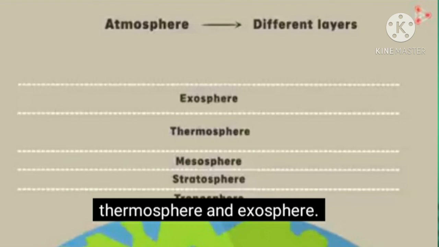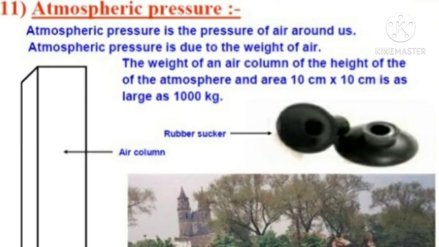The air in our atmosphere extends up to 300 kilometers above the surface of earth. The atmosphere contains a tremendous amount of air, and we know that air has weight. So the atmosphere, consisting of a tremendous amount of air, has enormous weight, and the weight of the atmosphere exerts a pressure on the surface of the earth and on all the objects on the earth including ourselves. So this pressure is known as atmospheric pressure.